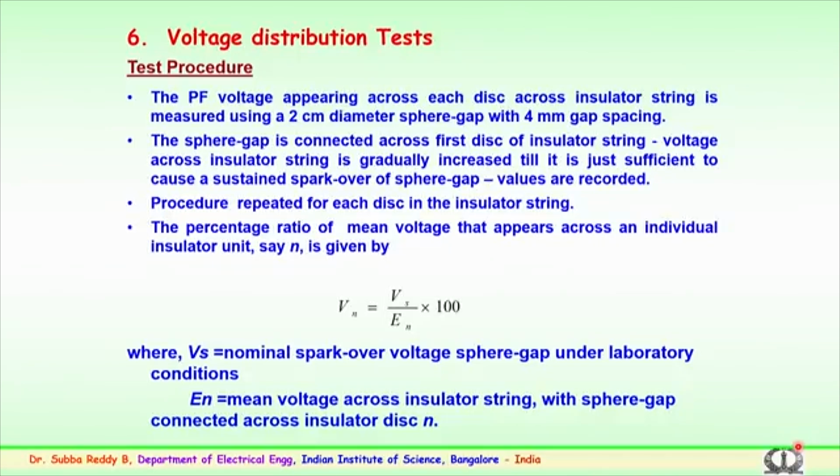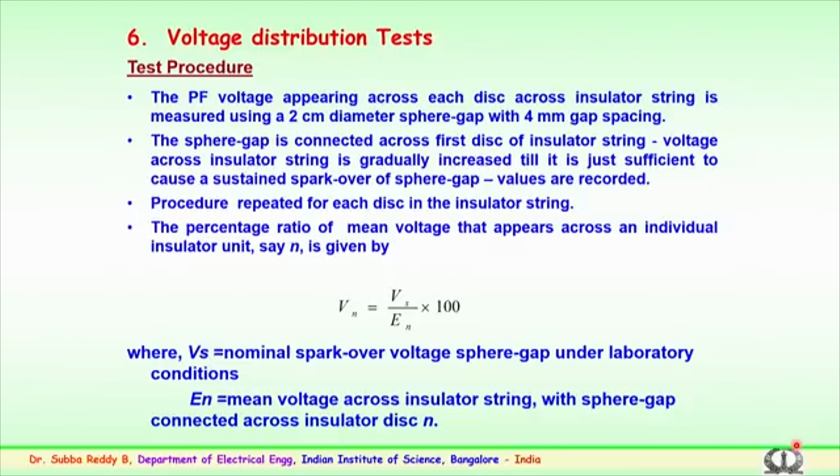For this voltage distribution, a similar arrangement will be made in the laboratory, and the power frequency voltage which appears across each disc insulator is to be measured. Typically, a small sphere gap can be used for this measurement. Here the sphere gap could be 2 centimeters in diameter with a 4 mm gap spacing. So, this sphere gap of known diameter and spacing is connected across each disc from the line end of the insulator string, as per the defined configuration. Each insulator is connected with the sphere gap and the measurements are carried out. The breakdown voltages or the spark over voltages of this sphere gap are recorded, and this procedure is repeated for each disc in the insulator string.